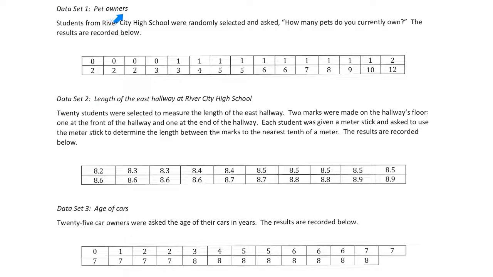Data set one is about pet owners, how many pets they have, and our data is all right here. Notice that this looks almost like a frequency table or something, but it's not. These are each individual data points. They interviewed this many people, and there are all their answers. Same thing over here. This is the length of a hallway, and this is the age of cars. So there's all our data right here.